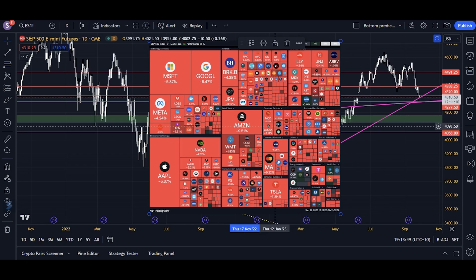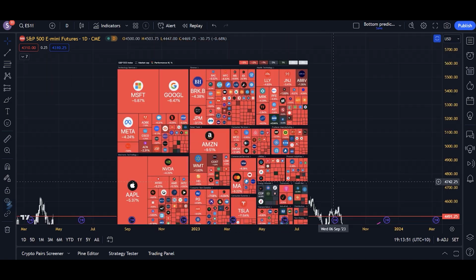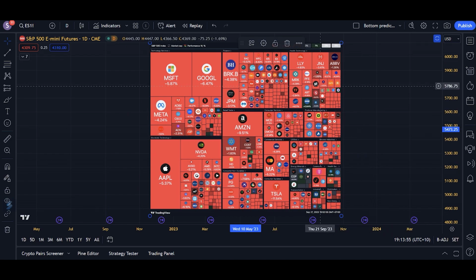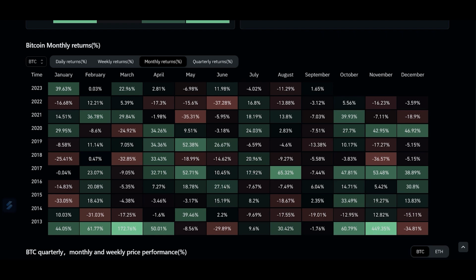We'll be looking into this little photo here, as you can see on the screen, with S&P 500. Not only S&P 500, but major companies, major stocks in the stock market going down massively in the last 24 hours. And that's its relation to cryptocurrency. And then we'll finally wrap it up by looking at monthly returns.